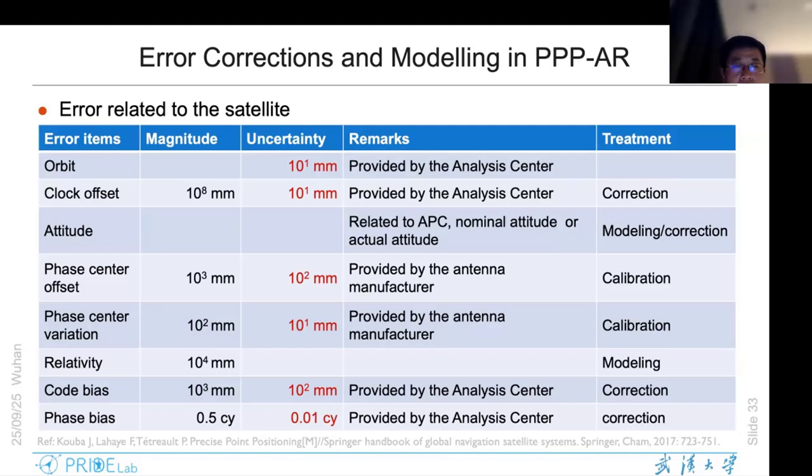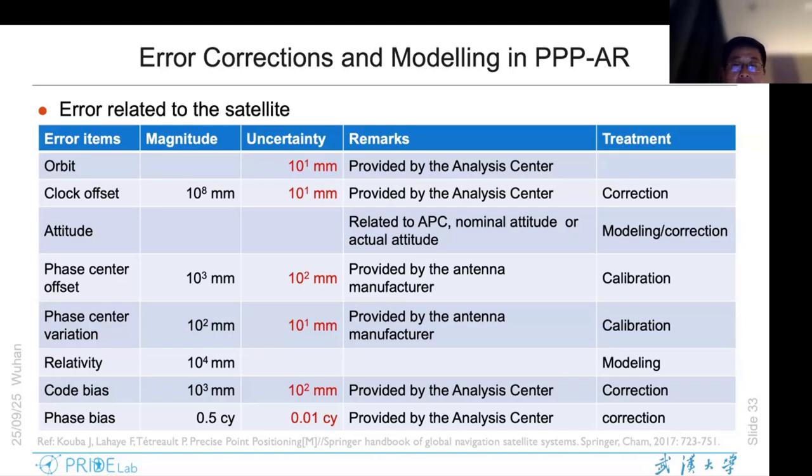to fix them in your processing, and then you can enable precise point positioning. The following errors are related to the satellite antennas, for example, the satellite antenna phase offset and phase center variations, and these are based on some ground calibrations for the satellites before they are launched to space. And sometimes if you don't have this ground calibration data for the phase center offset and phase center variations, then you have to make an estimation of these errors using a global network.